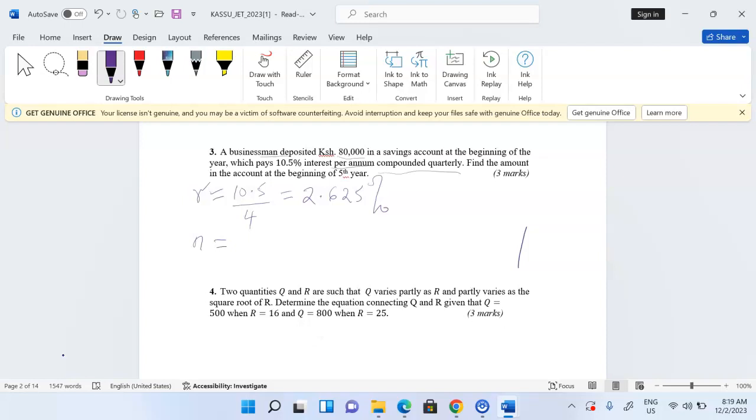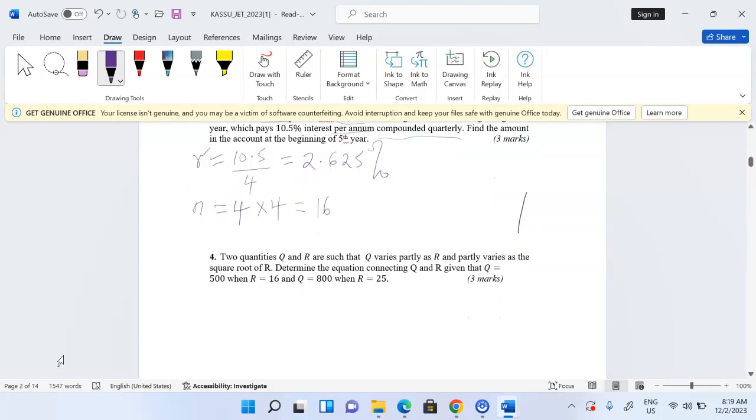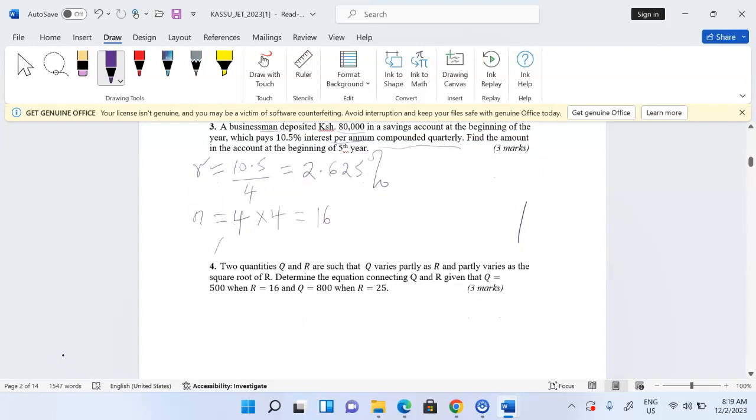Then the other thing is n, the number of interest periods. These are 4 years, and within 4 years we have 16 quarters. Therefore, the number of interest periods is going to be 16. Now, according to the compound interest formula, the amount after a given time is given by principal times 1 plus rate, raised to n.